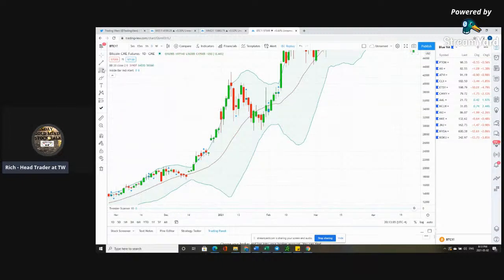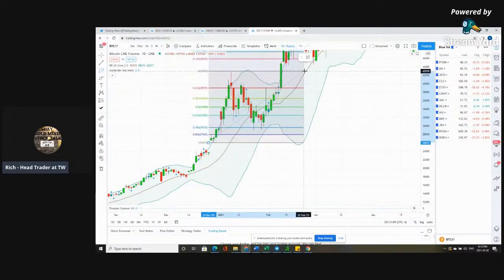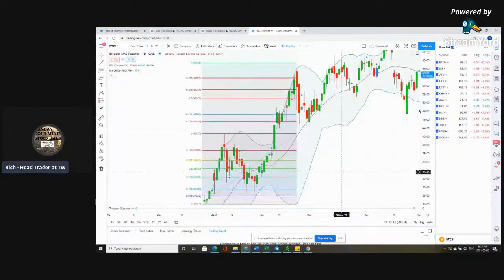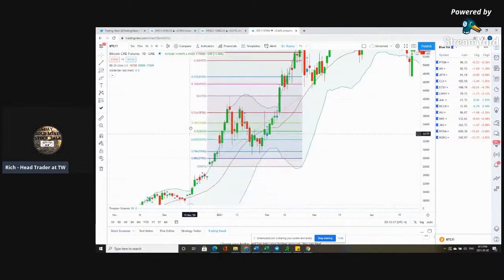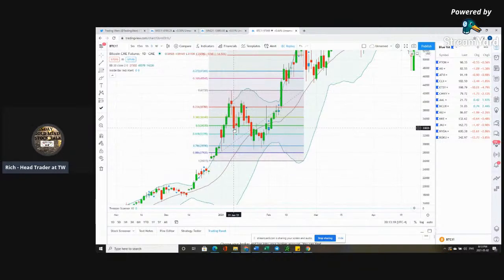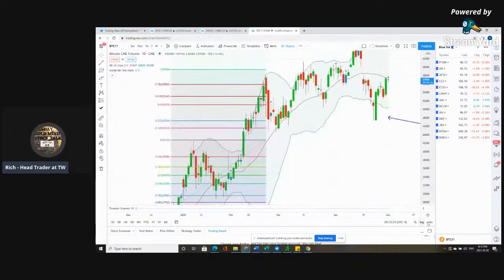Then what we're going to do here, we're going to start from the low to the high, and then we can see already, we have the 786 hit once, twice. If we start from this initial push down, we have the 618 that popped up. We came to the 786 and then we exploded. Like, that was the move of the year.